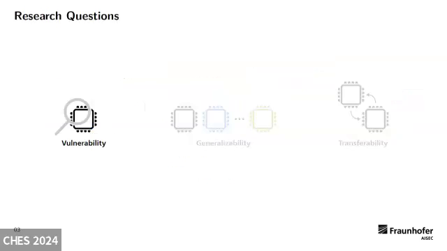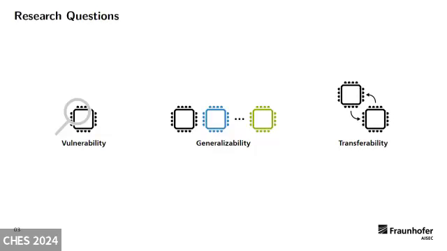We have mainly three questions in this research. First, we want to understand the vulnerability: what is the success rate of this vulnerability, and what is the performance with respect to different attack methods, in our case voltage glitching and EMFI? Then we want to see if this is a general problem. For that, we analyzed seven microcontrollers from different manufacturers. And also, very important for this attack vector, we want to understand if this attack is transferable.